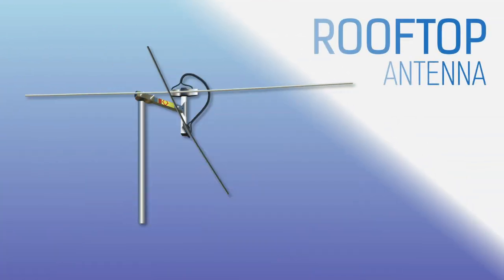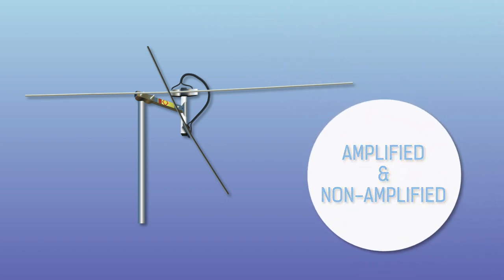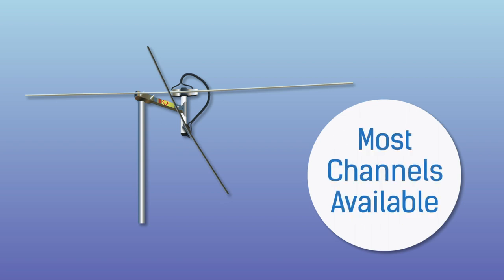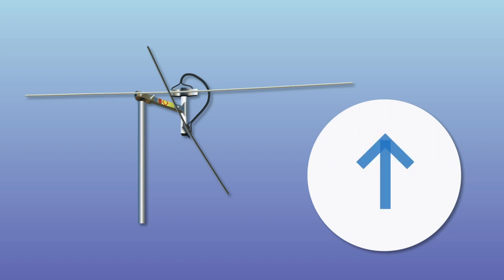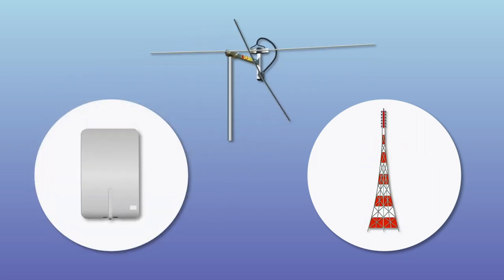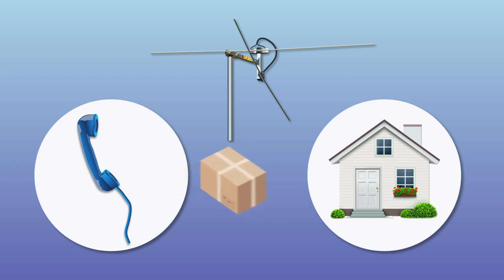Finally, there's rooftop antennas. These come in both amplified and non-amplified versions. These generally require more work to install, but they do give you the best opportunity to tune into most channels as they're installed at the highest point of your home. But these have become almost a worst-case scenario type of option since indoor antennas have gotten so much more efficient at finding weaker signals. These aren't listed on app.com, but they are available to order over the phone.